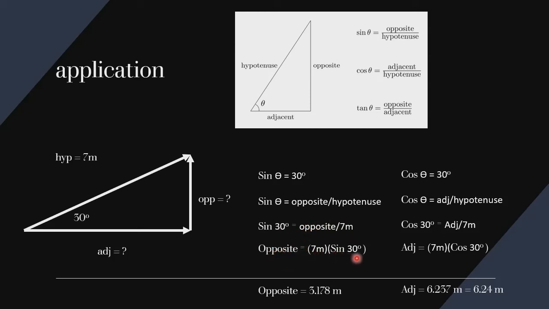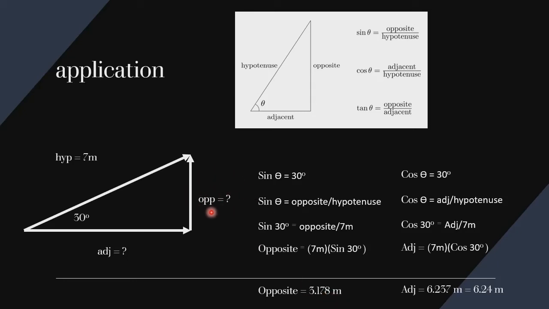So this is actually being transposed. The 7 meters, which is a divisor, when it is transposed to the other side, becomes multiplication to sine theta. So 7 meters times sine 30, the opposite is now equal to 3.178 meters. So this one is actually 3.178 meters.